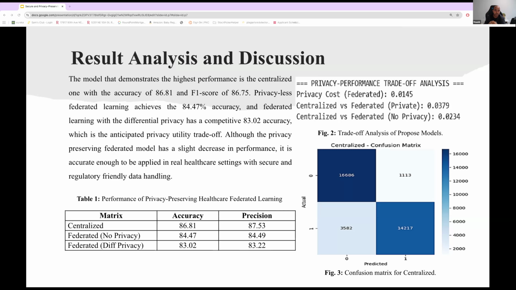And looking at the confusion matrix again, for our top performing model, we see a balanced ability to correctly classify both readmission and non-readmission cases, which is vital for clinical intervention. So the most significant takeaway I want people to take from this slide is the slight performance decrease inherent to the privacy-preserving federated setup. The model still remains accurate enough for real-world healthcare applications, and it successfully bridges the gap between the need for high-precision predictive modeling and the stringent regulatory requirements for handling sensitive medical data.